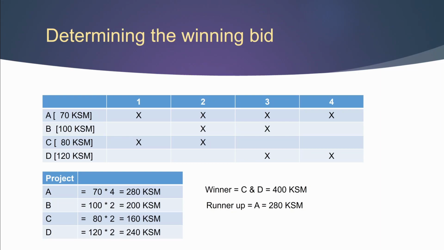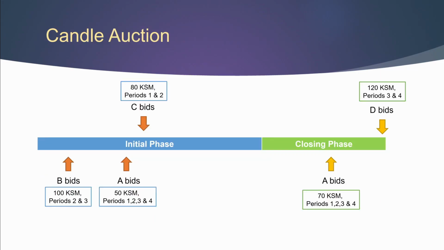So if we look at the table below, we multiply out the numbers, and even though project A has the individually highest bid, the system will say that we should take projects C and D, because when we add those up, we get the same span 1, 2, 3, 4, but we get 400 KSM. So the winners would be C and D.